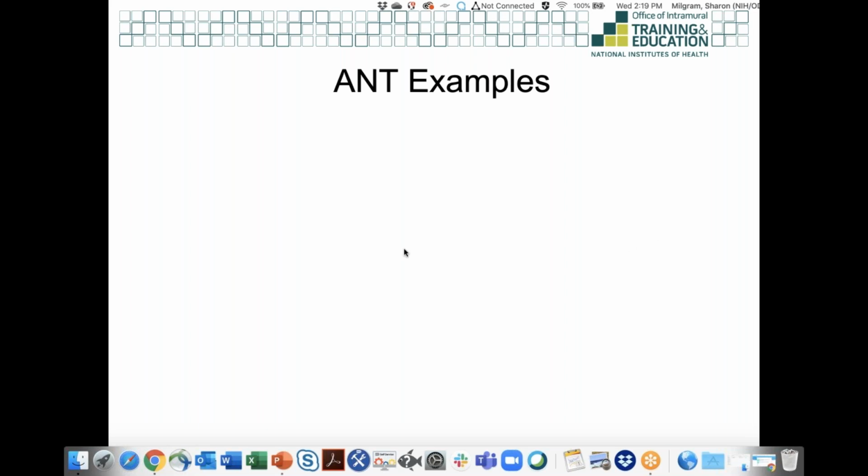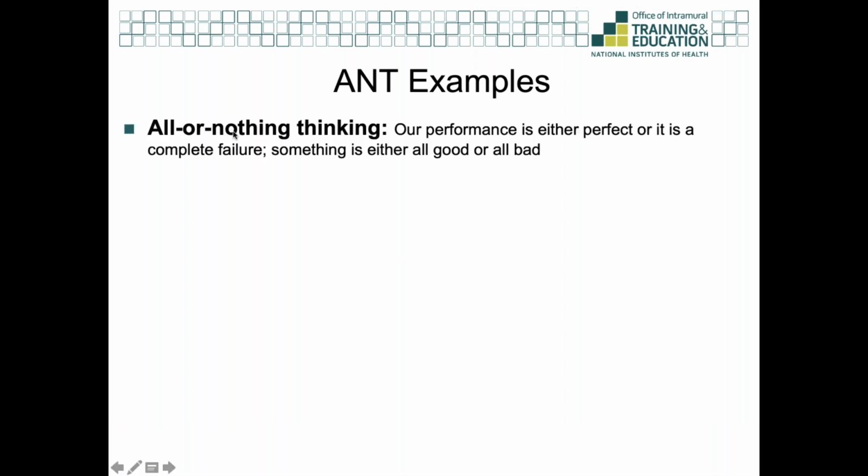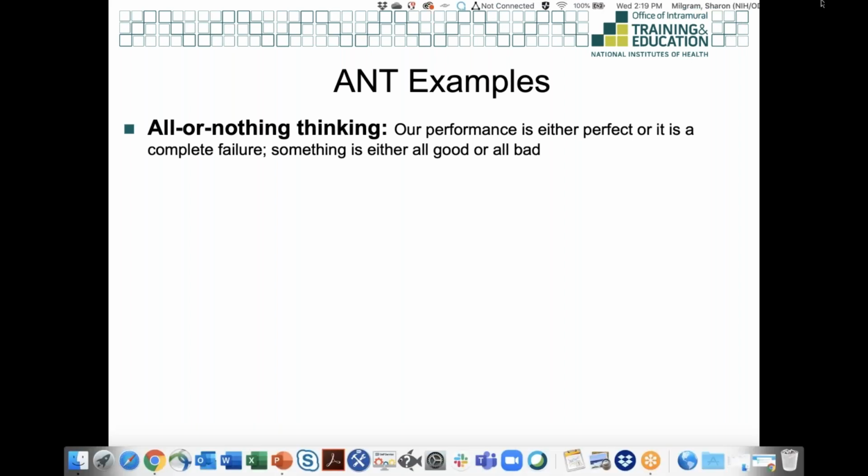Okay, so we're going to go ahead and just get a sense of how many people use each of these cognitive distortions. So the first is all or nothing thinking. Our performance is either perfect or it's a complete failure. In this cognitive distortion, we see something as either all good or all bad. So we get our grades for the semester, and we have really had a pretty good semester. We got a nice set of A's and B's.